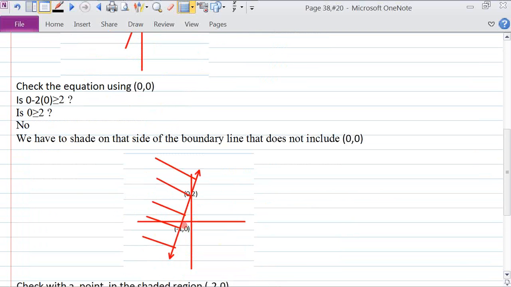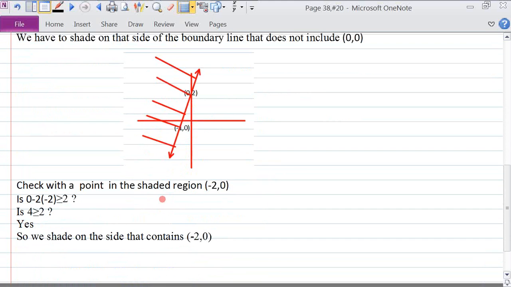So here's the 0, 0. We're going to shade on the other side of the line. These are the two intercepts. And check with a point in the shaded region just to make sure. Here, over here, roughly speaking, would be minus 2, 0. So we check with minus 2, 0.